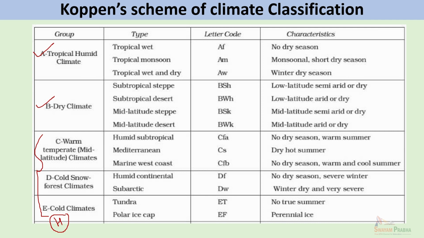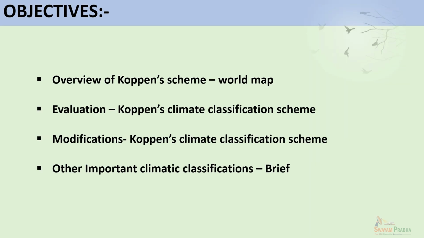In this particular video lecture, we will be discussing in totality the Koppen scheme with all the climate subtypes in a global perspective. We will discuss each climate type, its overview, its prevalence on the world map. The main objective will be to present an overview of Koppen's climate classification scheme on the world map, presenting all the climate categories in totality together. And then we'll be evaluating the Koppen's climate classification scheme and presenting the merits and demerits of Koppen's scheme.